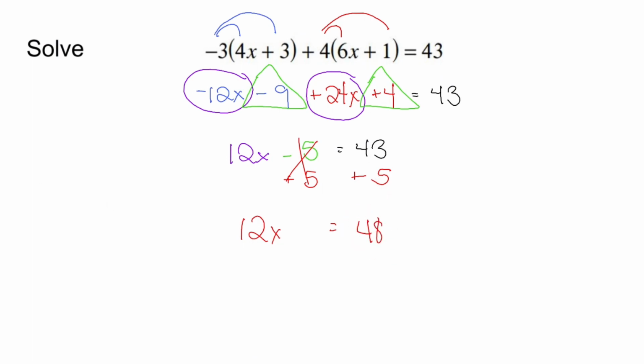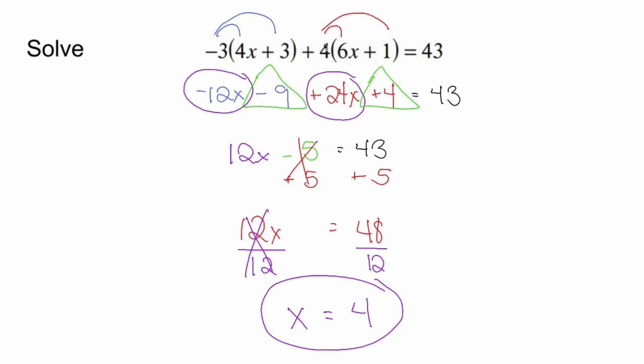12 is being multiplied to x. How do we get rid of multiply 12? The inverse is divide 12. So we're going to divide 12 from both sides. That crosses out. Now x is finally isolated, and 48 divided by 12 is 4, and that's going to be our guy.